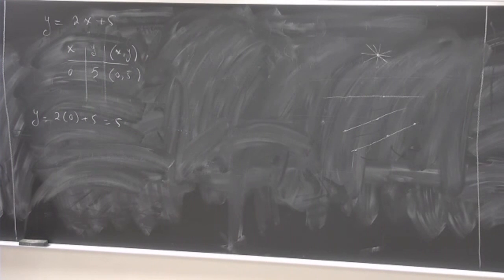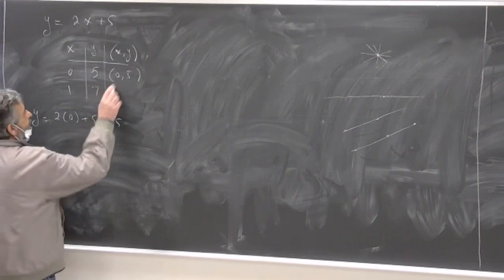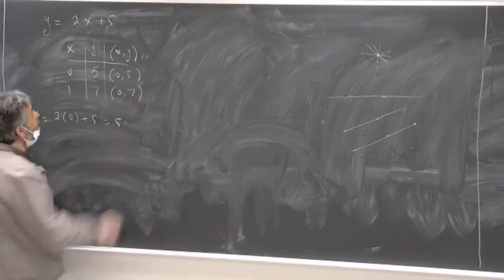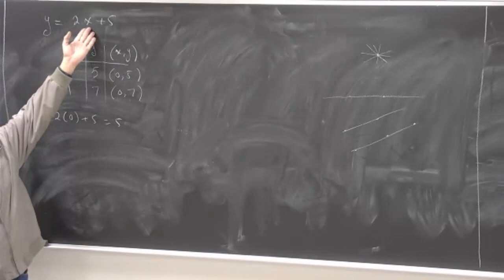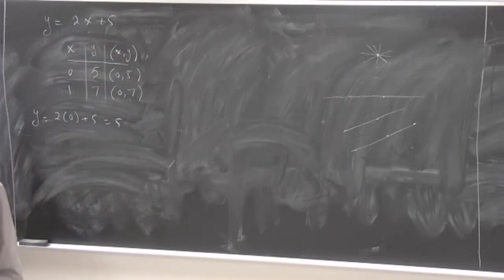Choose another number. 1, for instance. Let me make x equal 1. If x equals 1, what is the value of y? 7. We did that just a second ago, right? And how do we do that? Again, we substitute x for 1. 2 times 1 is 2. 2 plus 5 is 7. Yeah? Now, another one to check. I'm just going to choose negative 1.